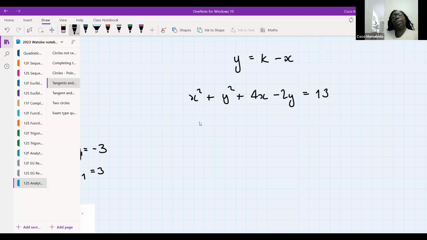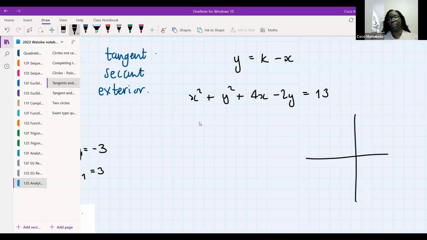Okay, all right. So they want to find out for which values this will be a tangent, a secant, or a... What was the last one? Exterior. Okay, an exterior. All right. So remember something that we did when we were doing functions, Adelia. We had the Cartesian plane. And we knew, based on the discriminant, which is equal to b squared minus 4ac.